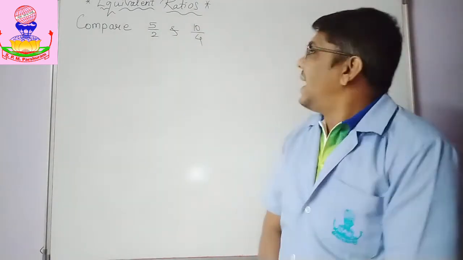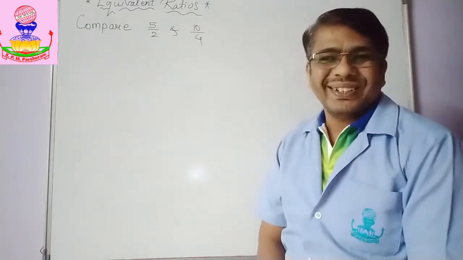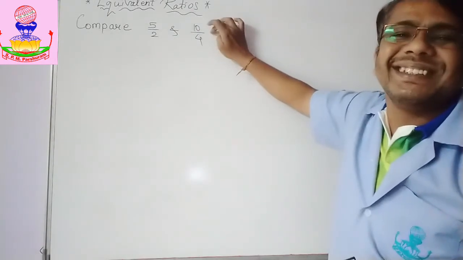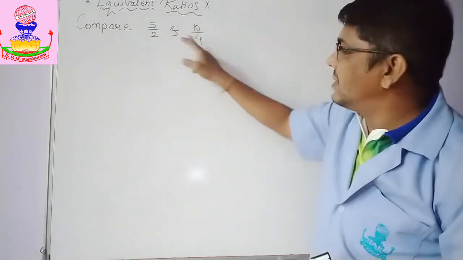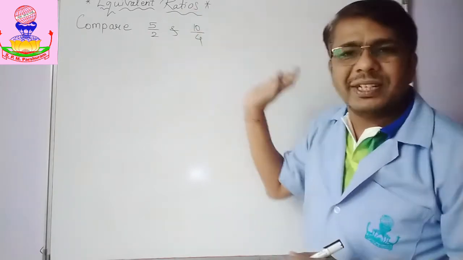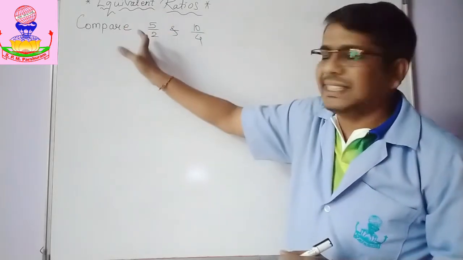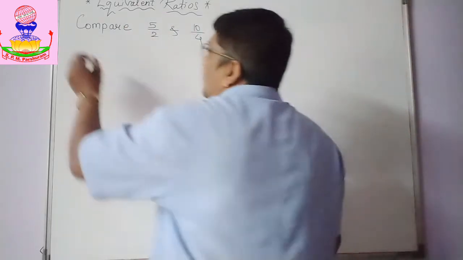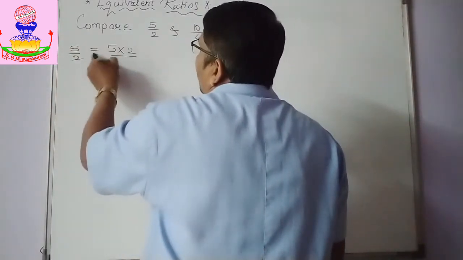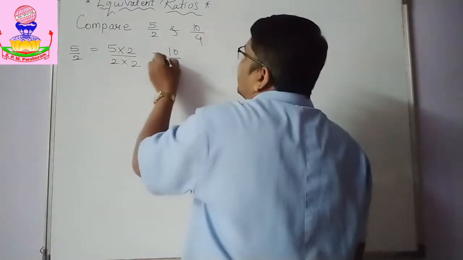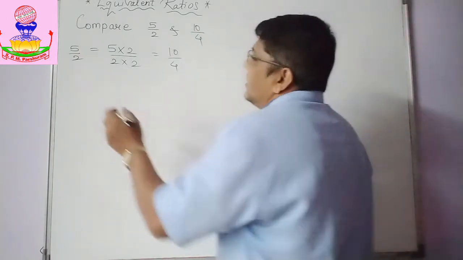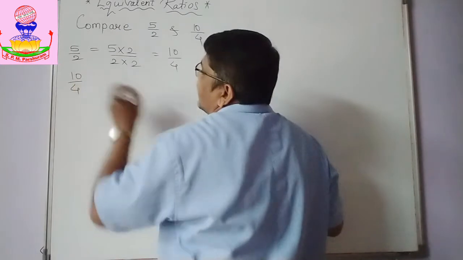Compare 5 upon 2 and 10 upon 4. Now see here. 10 upon 4, if I reduce it, I'll get this. 2 is a multiple of 4, so no need to cross multiply. I can multiply this fraction by 2. See here. 5 upon 2, I can write it as 5 into 2 upon 2 into 2. So what I get? 10 upon 4. Am I right? Yes.